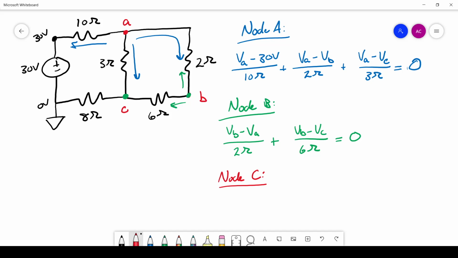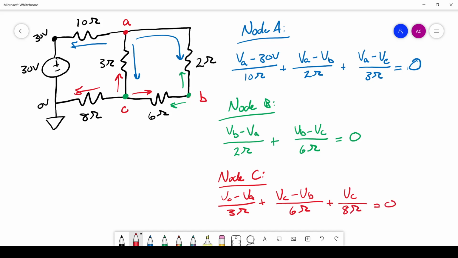Now, let's start off with this one here, that current I showed in red. That is VC minus VA over 3 ohms. Okay, let's do this current next, plus VC minus VB over 6 ohms. And then lastly, let's do this current, plus VC minus 0 volts, so I'm not going to include the minus 0, so it's just VC over 8 ohms. Okay, and this has to be equal to 0.